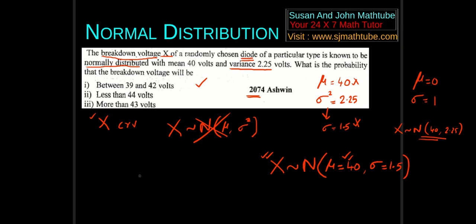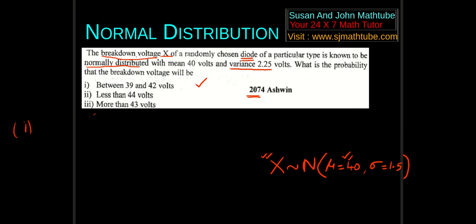Okay, the next line, we are going to convert this into the standard normal so that we can use the table. So we are going to write, we know that Z equal to X minus mu, the whole divided by sigma, follows the standard normal distribution. This is a notation for standard normal distribution. This means mean is equal to 0 and variance is equal to 1.